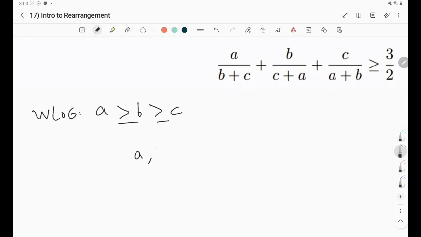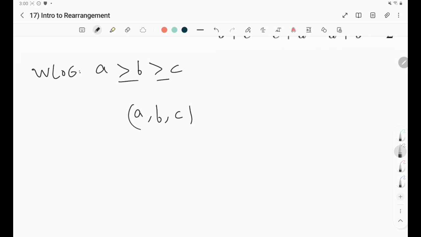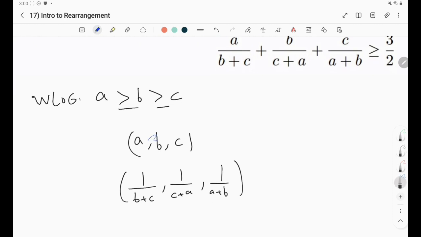Now our sequences are A, B, C, and 1 over B plus C, 1 over C plus A, 1 over A plus B. You can see that this is in descending order. Is it? Let's see. 1 over B plus C. When you have fractions and you want this to be very large, then you need a very small denominator, right? And indeed, how to get the smallest denominator? By pairing B with C, right? The smallest stuff. And then comes C plus A.